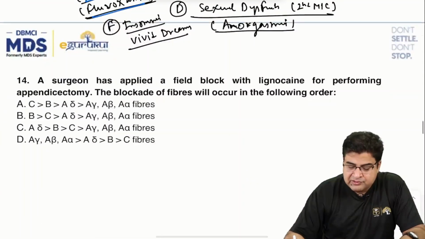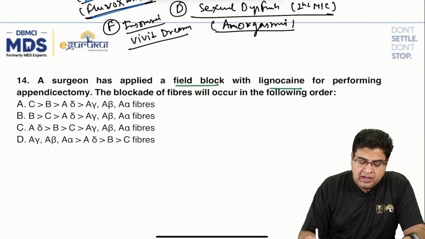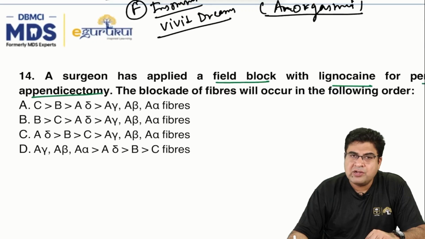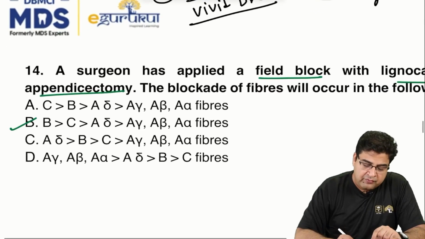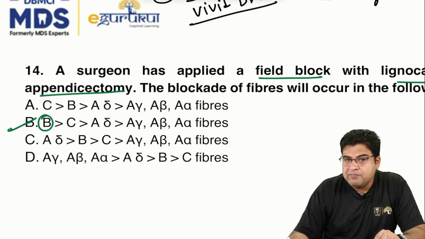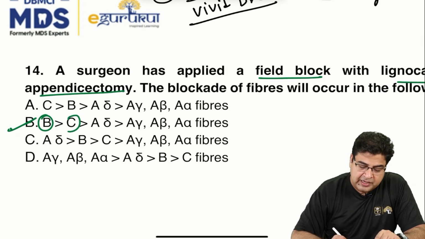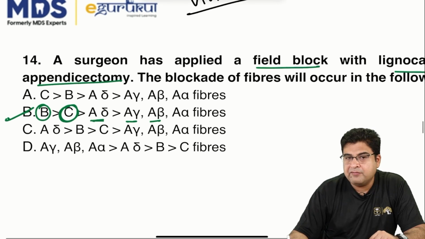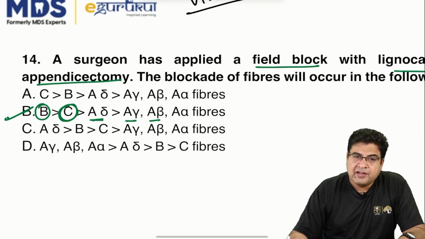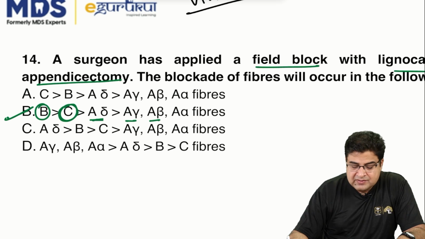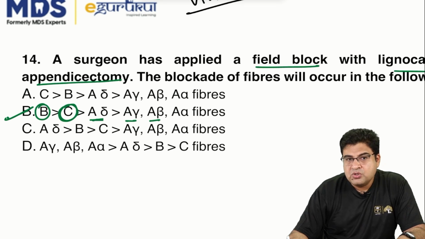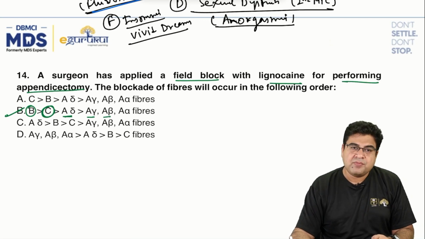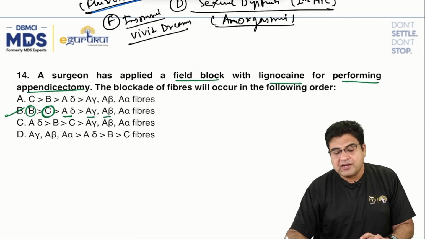Question number 14. A surgeon has applied a field block with lignocaine and is performing an appendectomy. The blockade of fibers will occur in the following order. This is something you just have to mug up. First of all, type B fibers are affected, then type C fibers, then A delta, A gamma, A beta, A alpha. They get affected in the same sequence we have discussed: B, C and then A. You just have to mug up how these fibers get blocked whenever we give local anesthetic drugs. So this is all about the 14 questions asked in your exam.